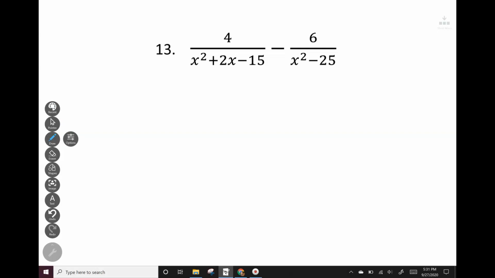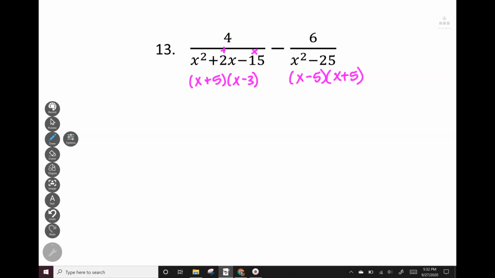All right, so step 1, now on this one we actually do have some factoring to do. So we're going to factor both of these denominators. So two numbers that add to 2 and multiply to negative 15 are going to be positive 5 and negative 3. And then in the second fraction, it's going to be the difference of squares. Taking the square root, that gives me x minus 5, x plus 5.